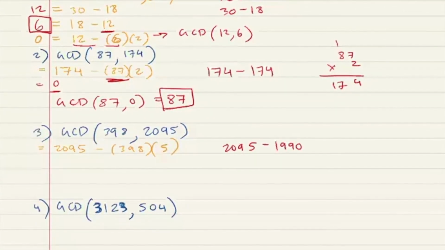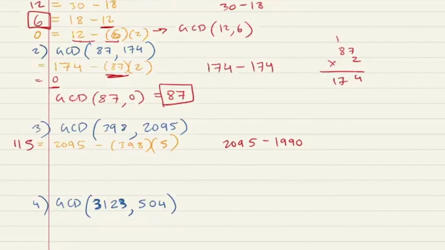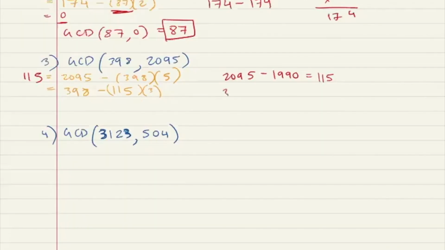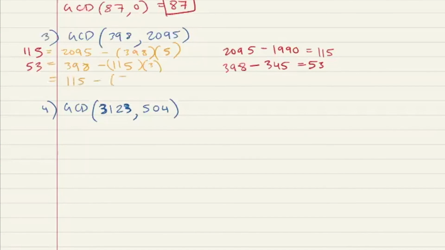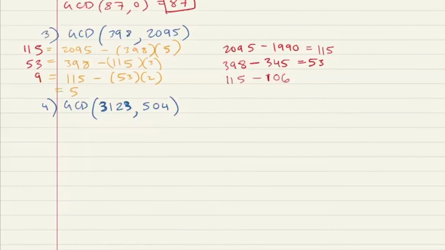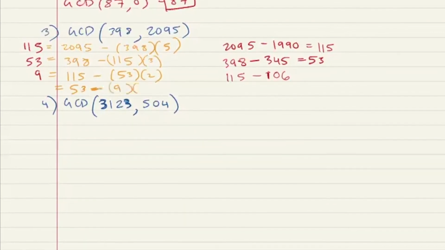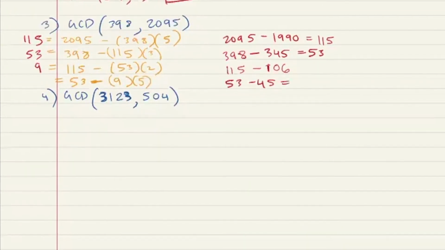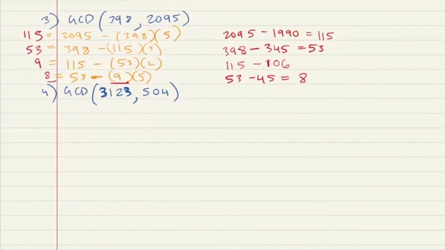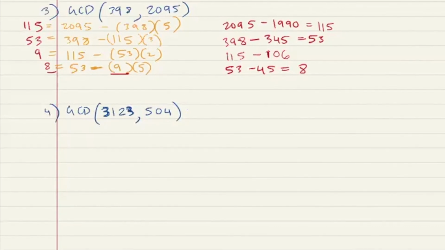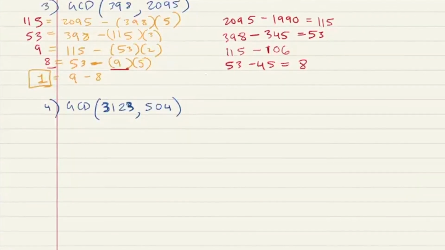For the third problem, we take the larger number, 2095, and subtract 398 times 5, which is 115. Our new pair of numbers is therefore 398 and 115. 398 minus 115 times 2 is 9. Our new pair is then 9 and 53. Since 53 is prime, the GCD of 53 and 9 is 1, which means the GCD of our original numbers is also 1. Numbers like this, whose GCD is 1, are often called relatively prime or coprime.